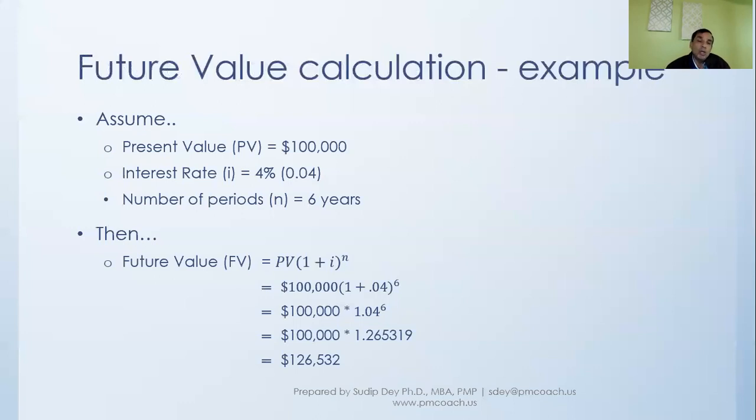You might want to look at it from the perspective that you keep $100,000 in the bank today, it will come to this after 6 years at a compounding interest rate of 4%. So this is how we calculate the future value.